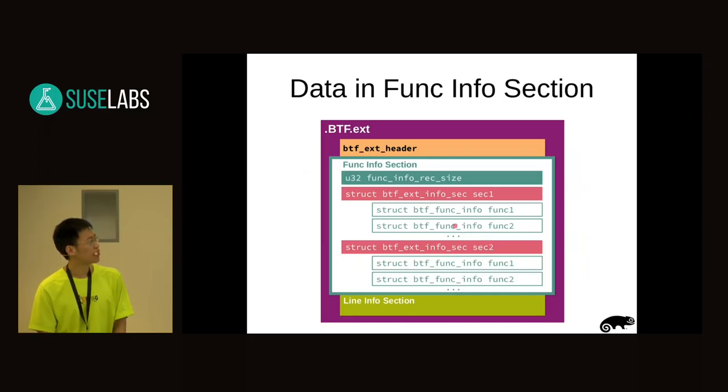Inside the function info section, there are a lot of function infos, like this. If you write a lot of functions in just one object file, they are all listed in these sections. You can also group the different functions for different purposes. For example, you may attach several functions to kprobe A and another group to kprobe B. In this case, it will be separated into two groups.